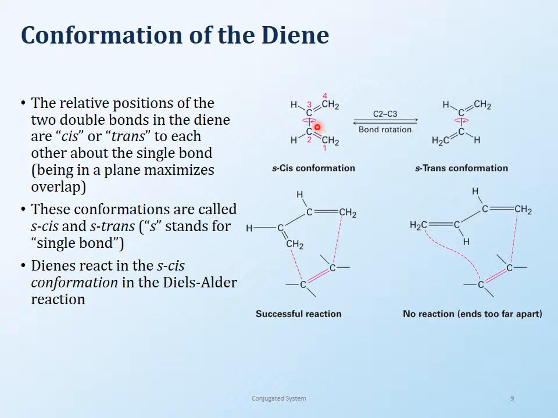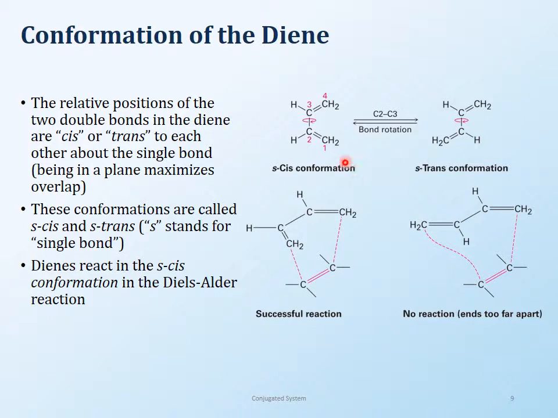But you can have rotation around a single bond. Double bonds don't rotate, but the single bonds can rotate, all right? Which means that this is one conformation possible of a diene. And then here is another conformation possible of a diene where the double bonds are actually in opposite places. So here they're on the same side and here they're on the opposite side.